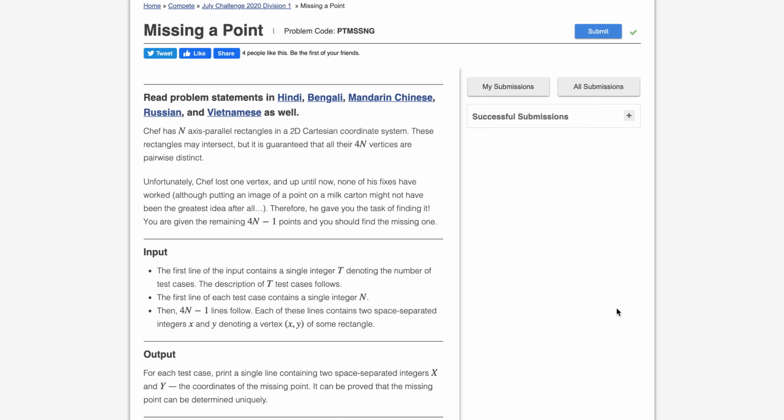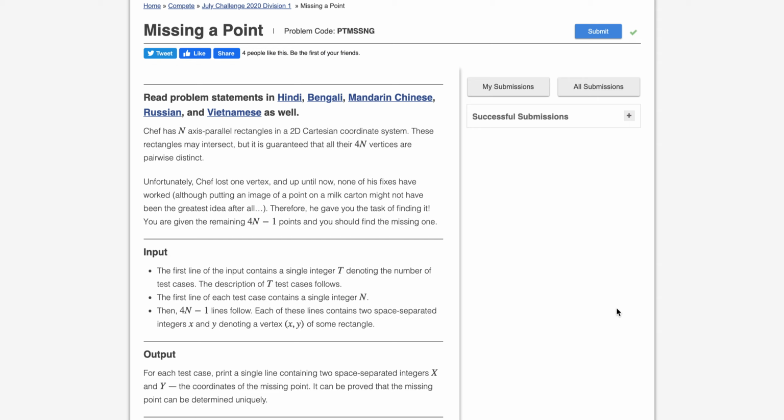Hello guys. So today I'm going to explain how we can solve this problem, Missing a Point, from the July Challenge 2020 on Codechef. The problem says that we are given n rectangles, and these are axis parallel rectangles in a 2D Cartesian coordinate system. So basically, if we consider a 2D xy coordinate system, the rectangle sides are always parallel to the axis.